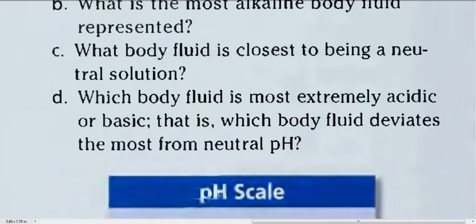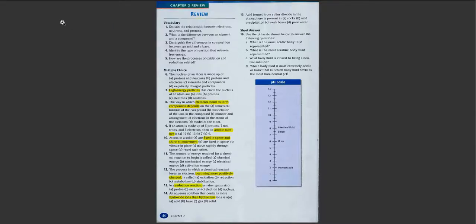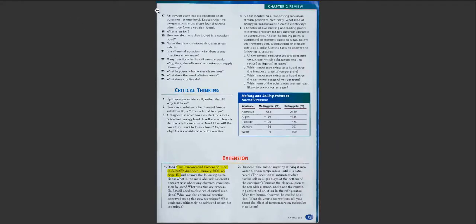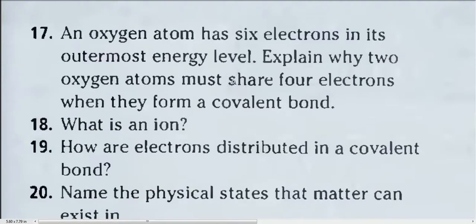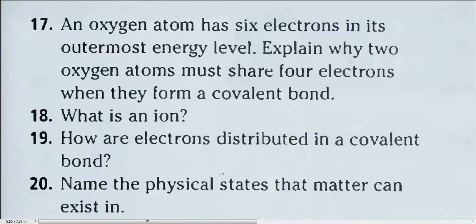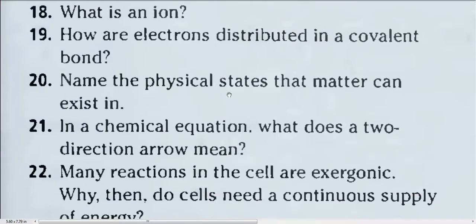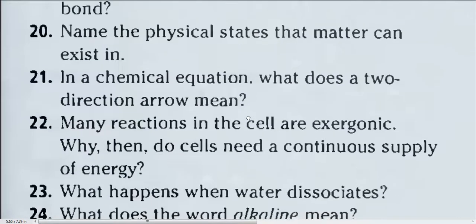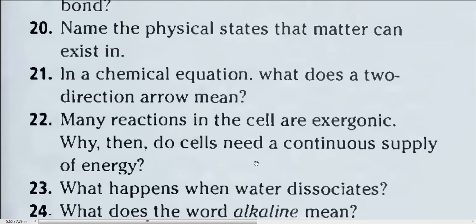17. An oxygen atom has 6 electrons in its outermost energy level. Explain why 2 oxygen atoms must share 4 electrons when they form a covalent bond. 18. What is an ion? 19. How are electrons distributed in a covalent bond? 20. Name the physical states that matter can exist in. 21. In a chemical equation, what does a two-direction arrow mean?